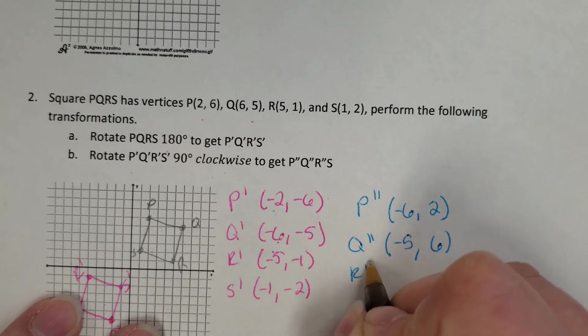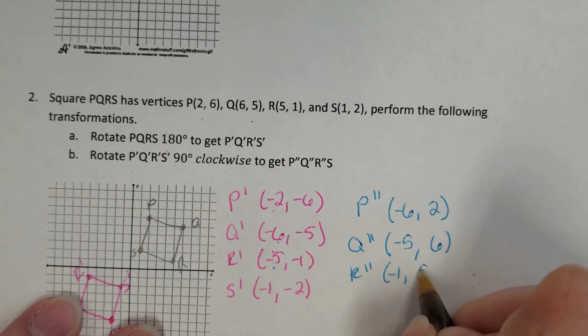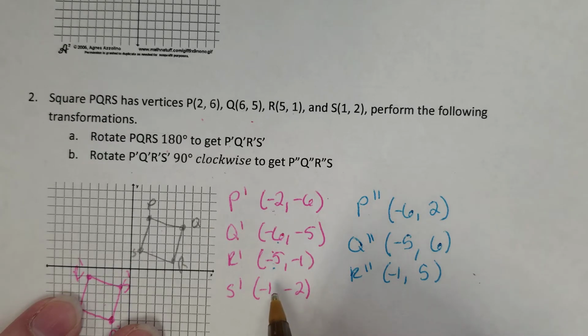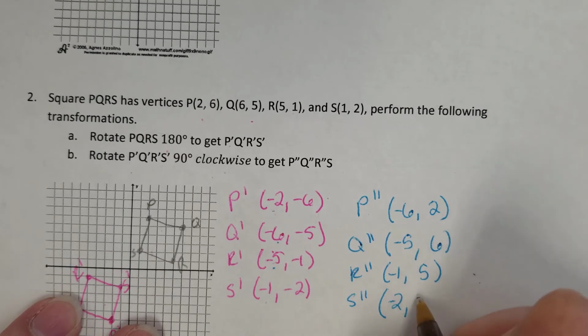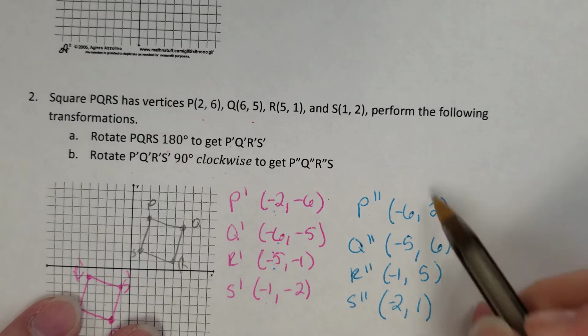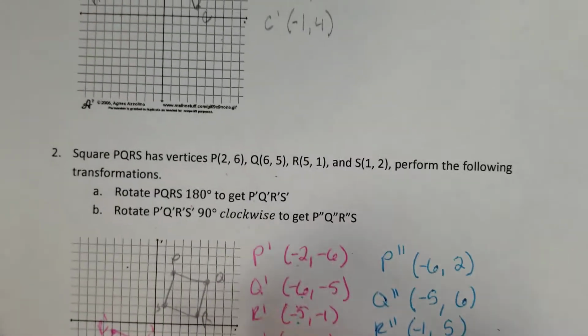And then R double prime, we're going to change the 5 and then switch their order. So -1, +5. Then S double prime, we're going to change this one and then switch their order. So we have -2, 1. And go ahead and graph these to rotate the pink shape 90 degrees clockwise.